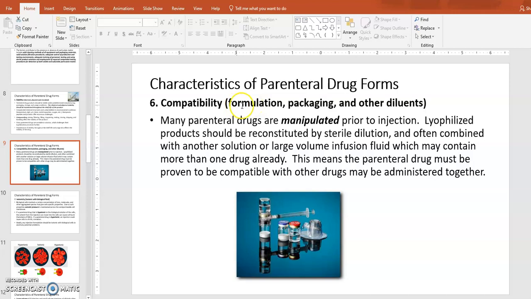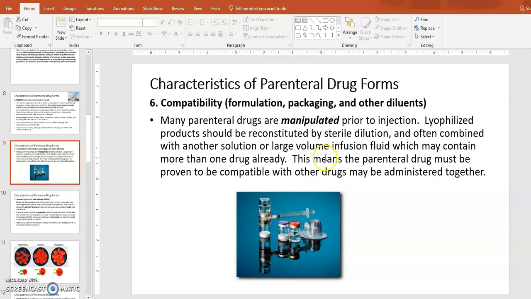Packaging materials should not interact with the drug. They should be inert. That's part of the requirements, like vials and whatever. And other diluents, if you're adding maybe a solvent before your drug is used. For example, if you have a lyophilized drug, you need to add sterile water, WFI water, before it is used. And then, is your drug compatible with that process?